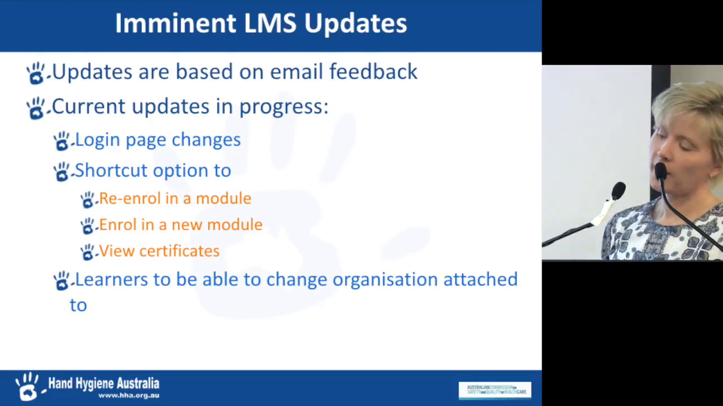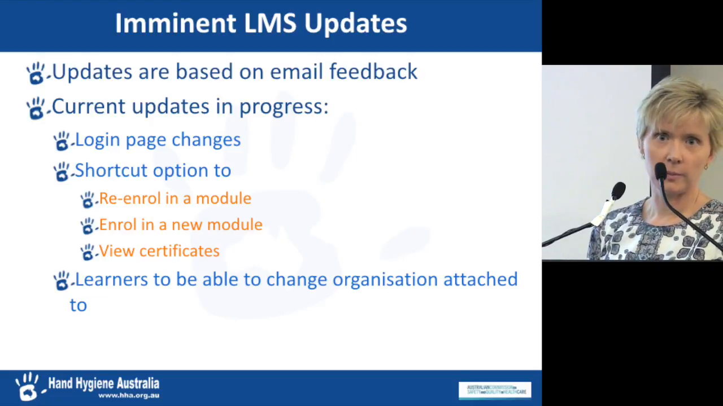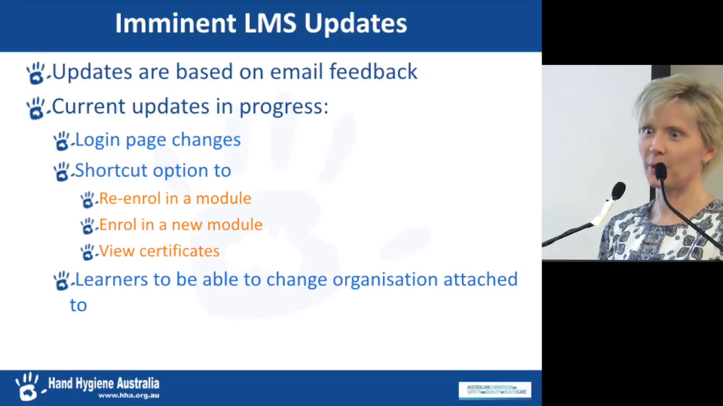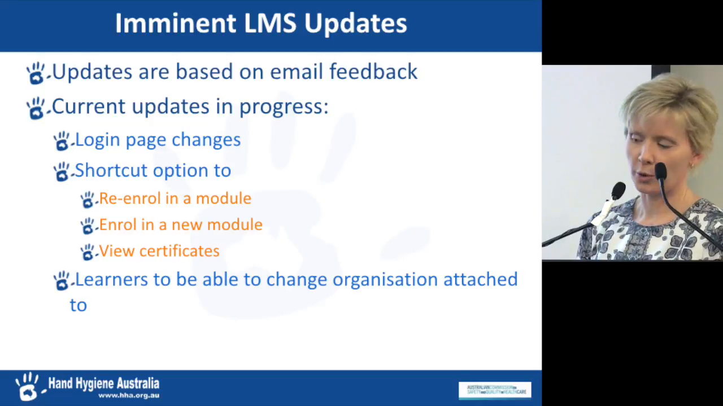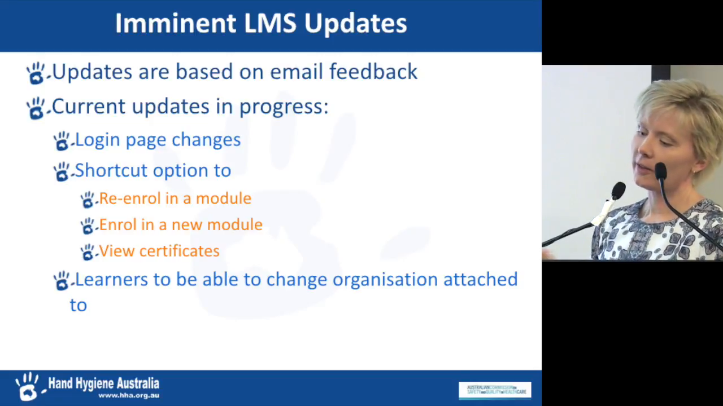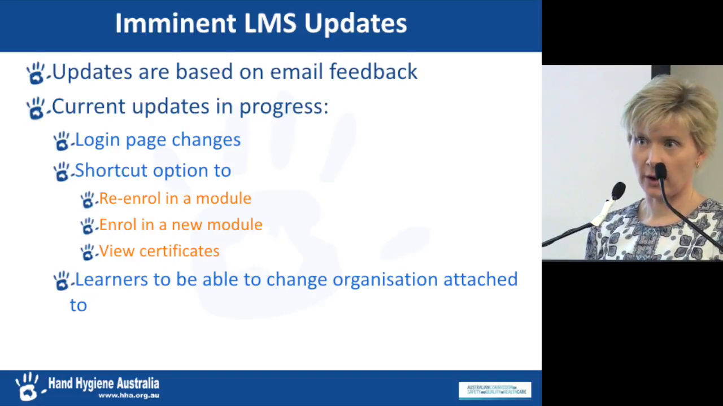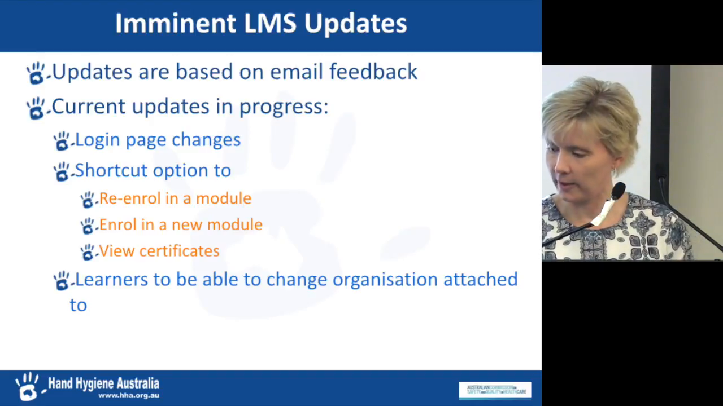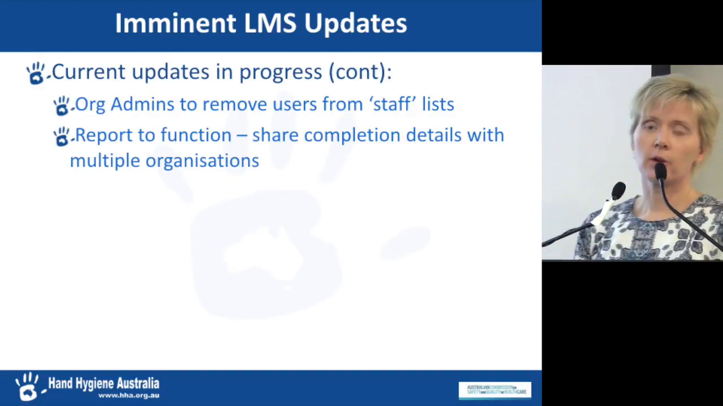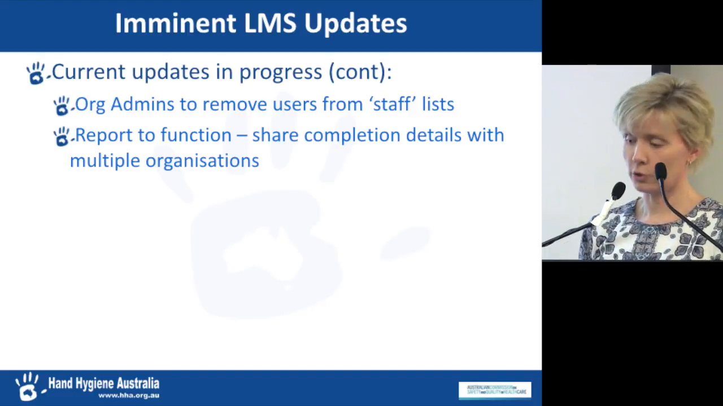And looking at making a shortcut to enrol in a new module a little bit simpler than it already is, and a shortcut to view certificates, because the achievements tab is not always the most obvious for people to find their certificates. So a few shortcuts just to make it more foolproof. And also looking at having learners the ability to change the organisation that they're attached to themselves. So if they haven't been able to find their organisation in the list, hoping that they can fix that themselves. As I said, we're hoping that the organisation administrators will be able to remove users from their staff lists shortly.